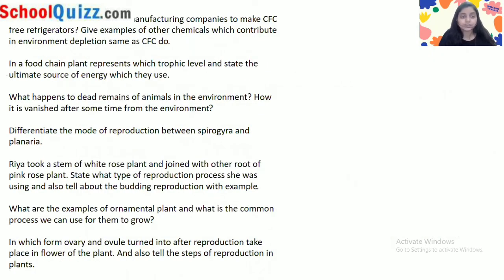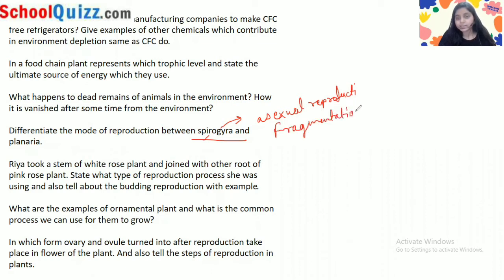The next question is: differentiate the mode of reproduction between Spirogyra and Planaria. Firstly, you have to tell me which reproduction Spirogyra is an example of, and Planaria also. Yes, this is an example of asexual reproduction, and in asexual reproduction there are many types. What reproduction works in Spirogyra? That is fragmentation. And in Planaria, the asexual reproduction is regeneration.